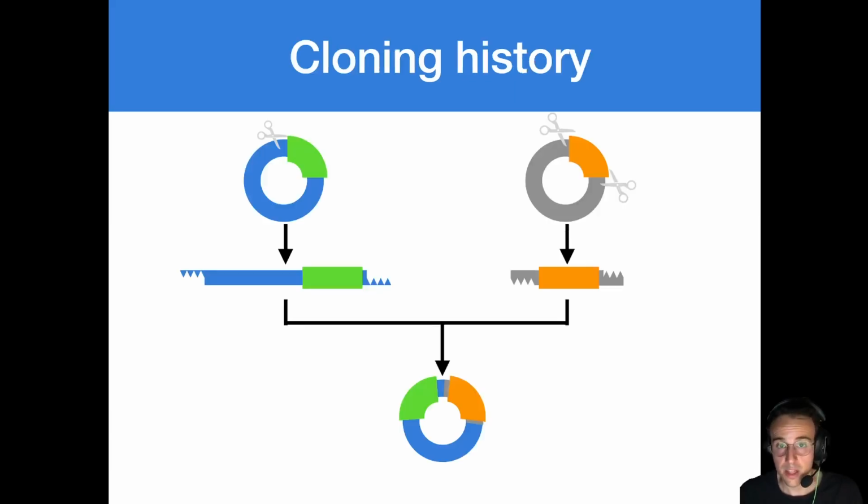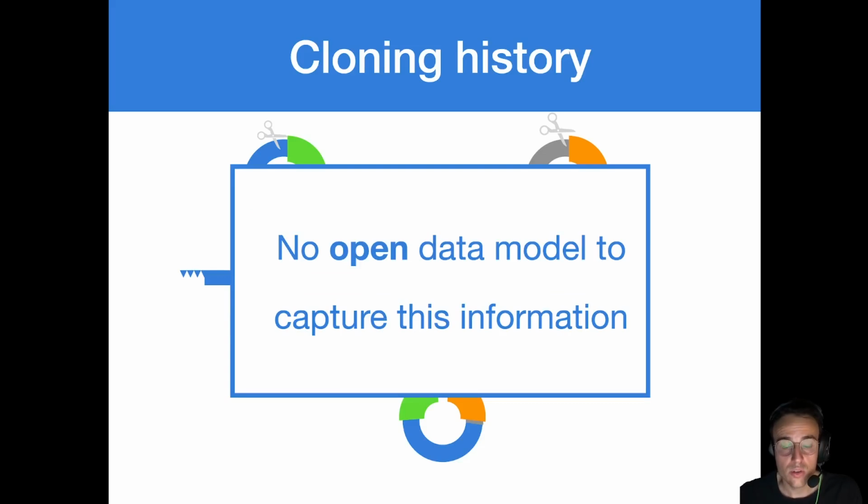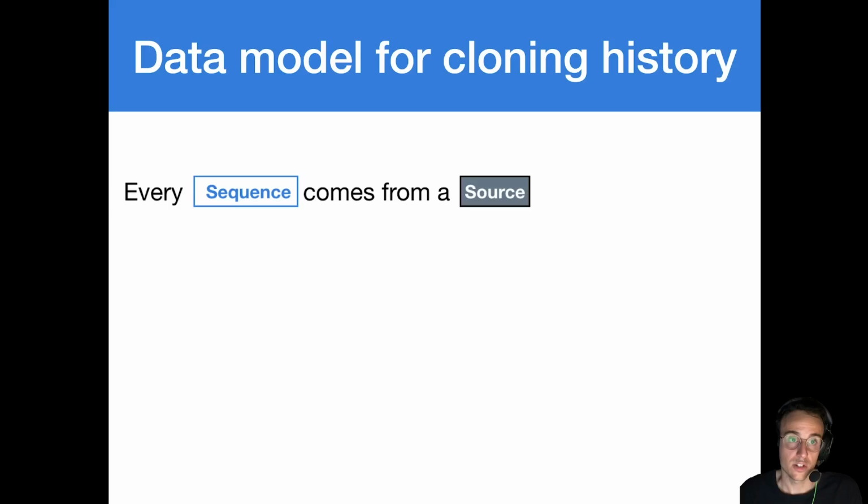What do I mean by the cloning history? The series of steps that you follow to go from sequences that already existed to the new sequence you generated in your lab. The problem is that we do not have open data models to capture this information of stepwise cloning. So, with Serial Cloning, we are developing a data model for cloning history.